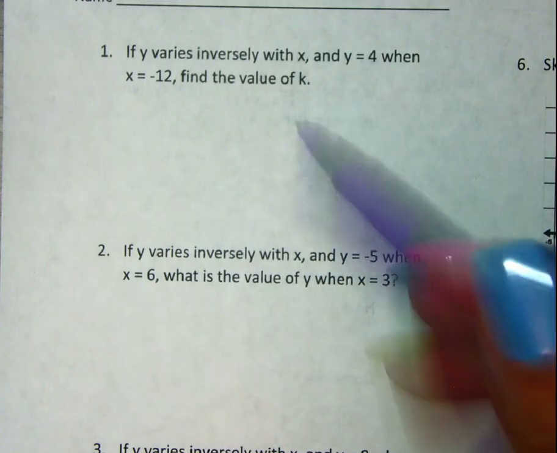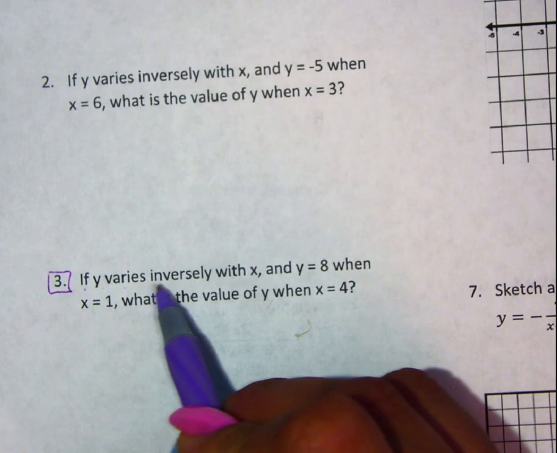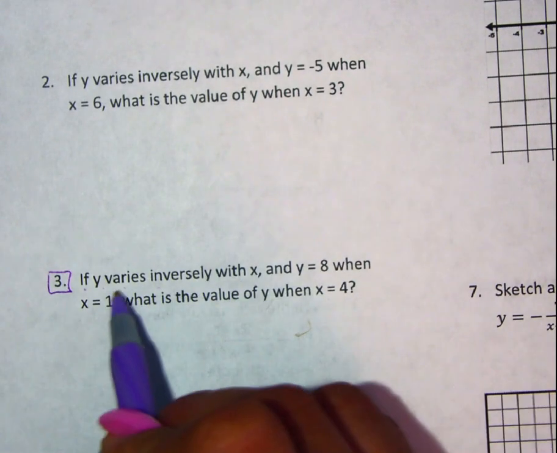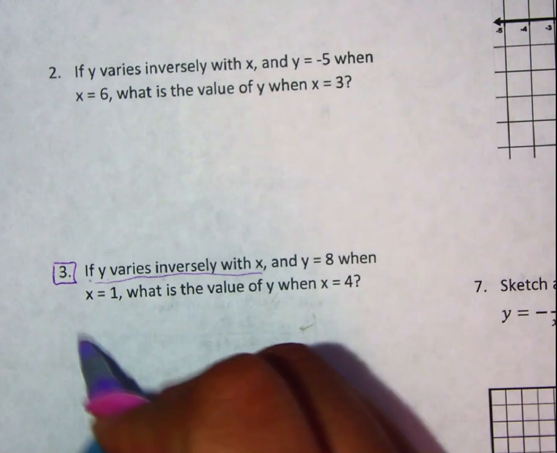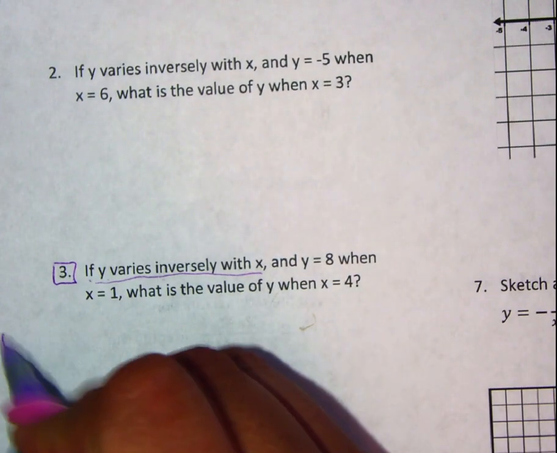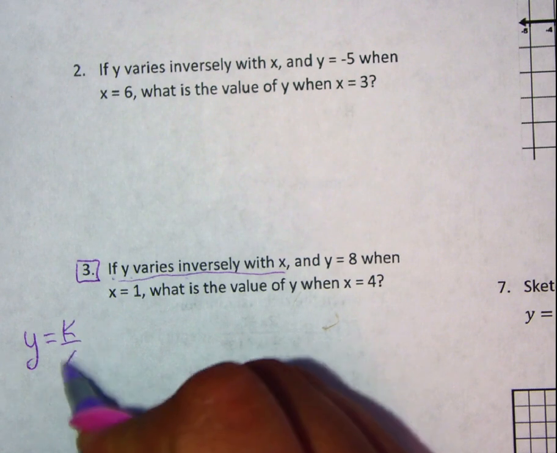The first 3 questions in the review are all about inverse variation. So I'll go ahead and do number 3. It says if y varies inversely with x, as soon as you see the words varies inversely with x, you want to write down to yourself the inverse variation equation. So y equals k over x.